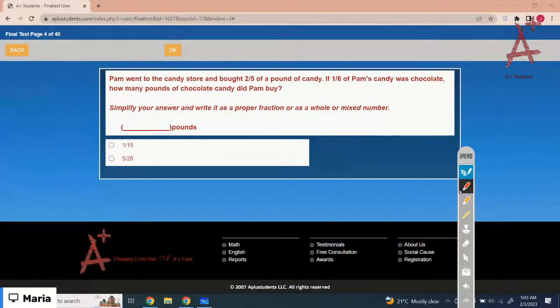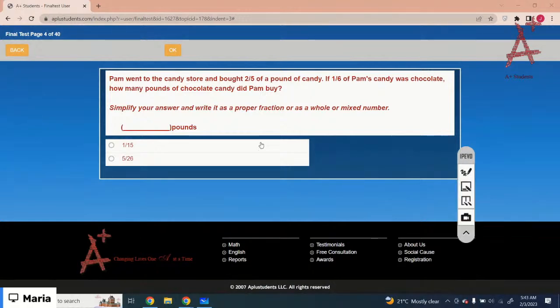Let me just read the question. Pam went to a candy store and bought 2/5 of a pound of candy. Okay, you have to just multiply 2/5. 1/6 of 2/5 is chocolate, so just multiply them. 2 times 1 is 2, and 5 times 6 is 30. Got it? You have to divide them by a common factor, that is 2. So just divide. It will be 1 over 15. So the correct option is 1 over 15.